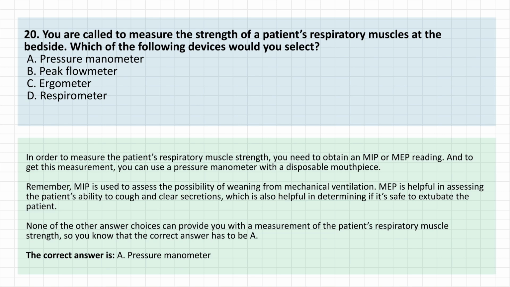Remember, MIP is used to assess the possibility of weaning from mechanical ventilation. MEP is helpful in assessing the patient's ability to cough and clear secretions, which is also helpful in determining if it's safe to extubate the patient. None of the other answer choices can provide you with a measurement of the patient's respiratory muscle strength, so you know the correct answer has to be A. Pressure manometer.